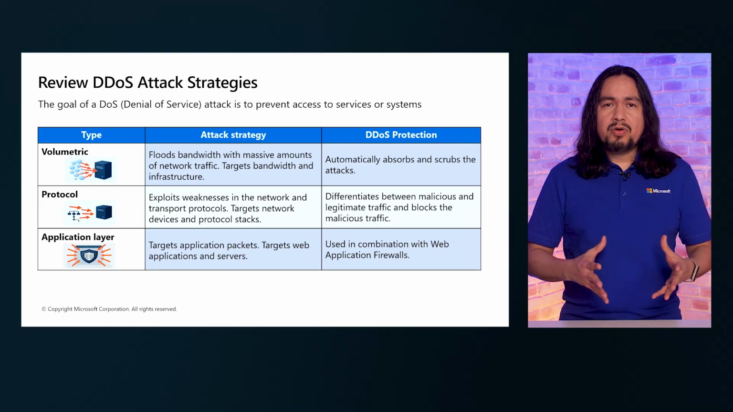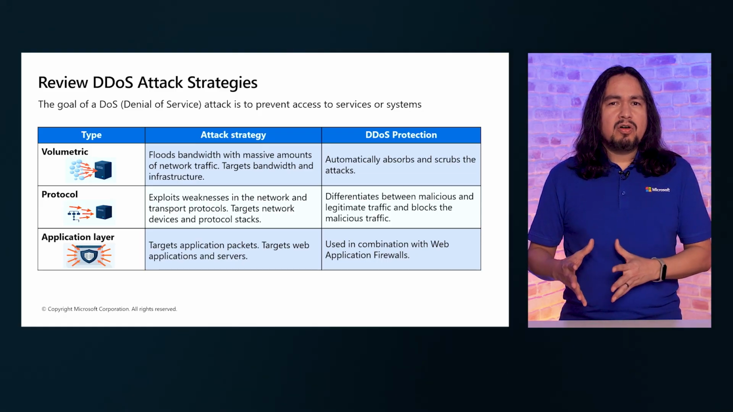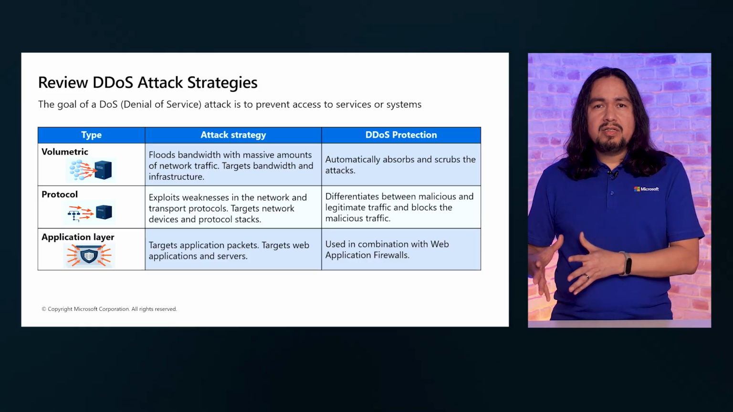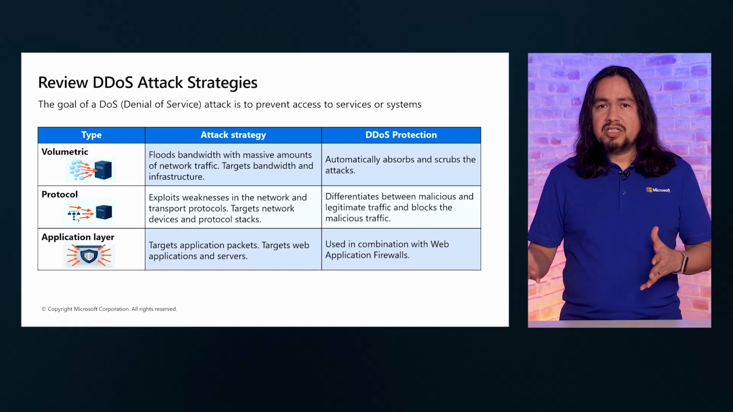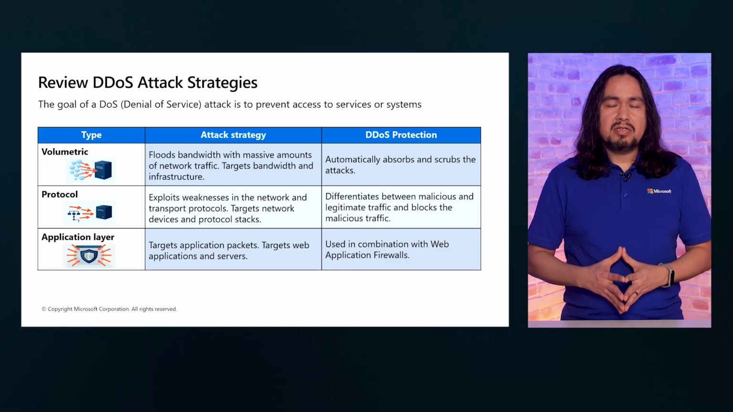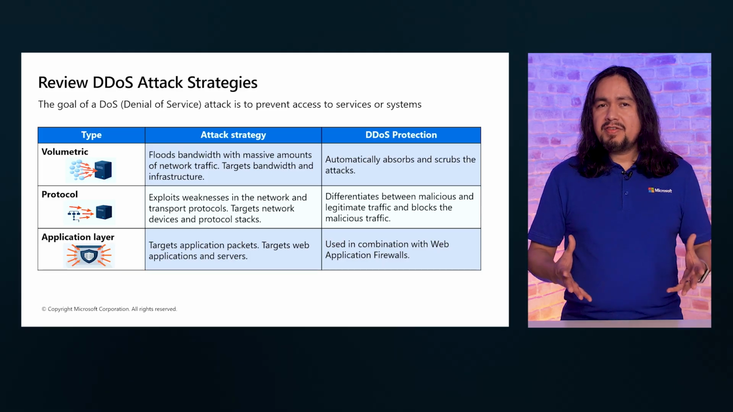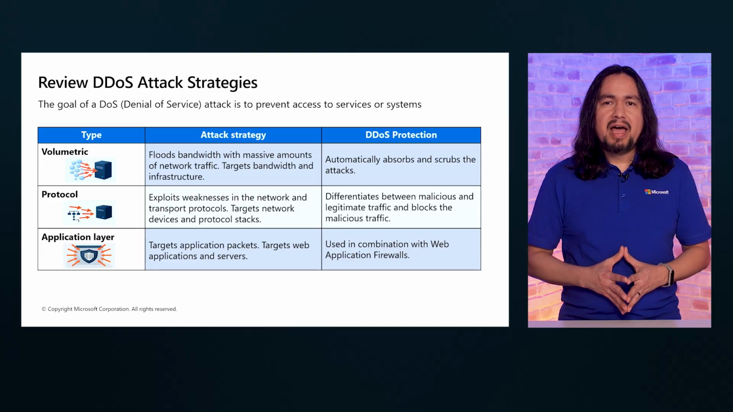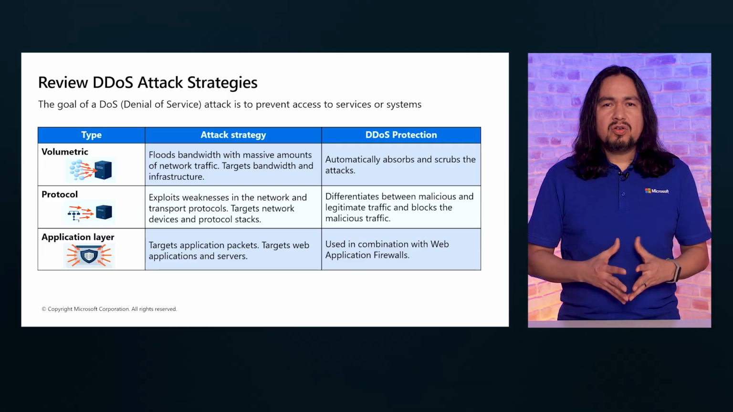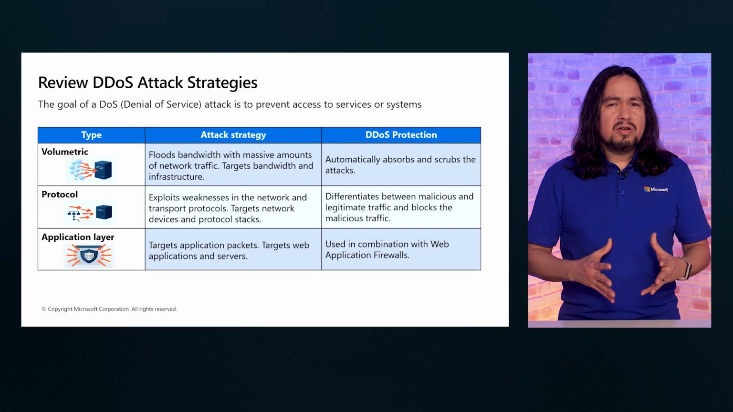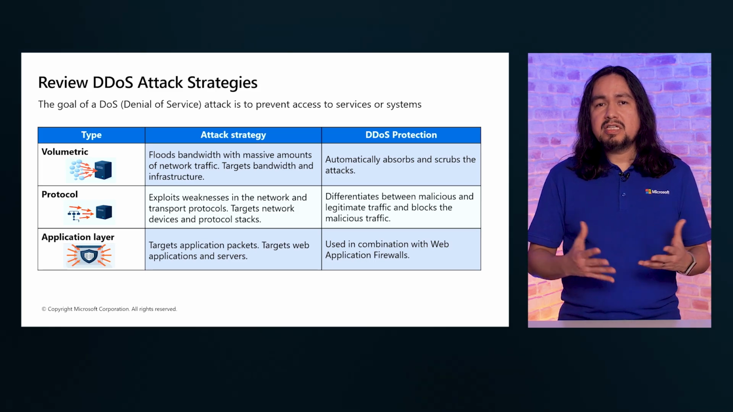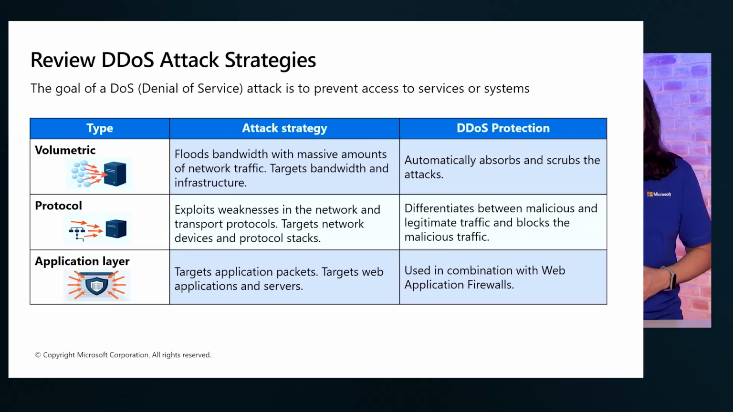The second type is the protocol attack. It will exploit the weaknesses in the network and transport protocols, targeting network devices and protocol stacks. DDoS protection will differentiate between your legitimate and malicious traffic to block the latter. The third one is the application layer attack. It will target your application packets, basically your web applications and servers. This type of attack can be combined with Web Application Firewall so DDoS protection can do its job better.